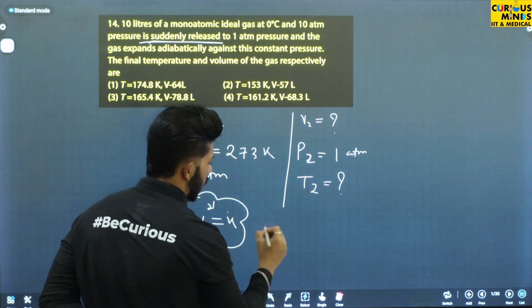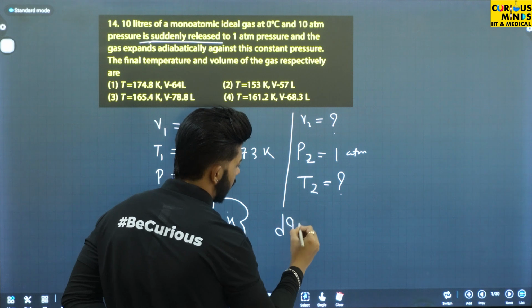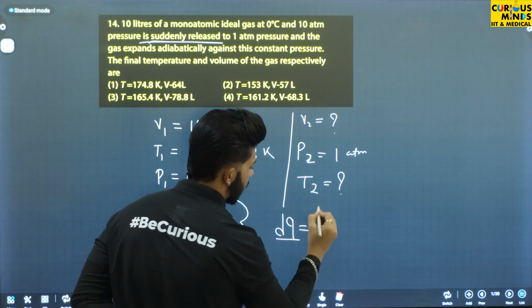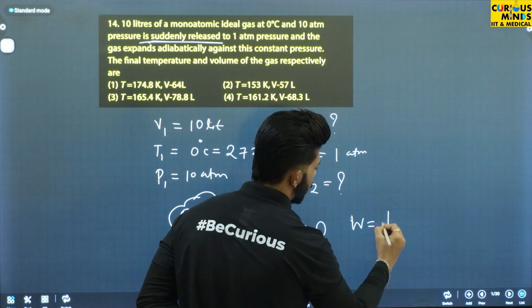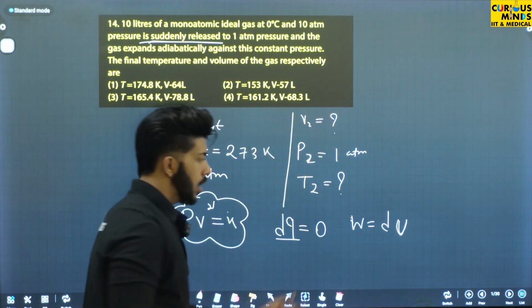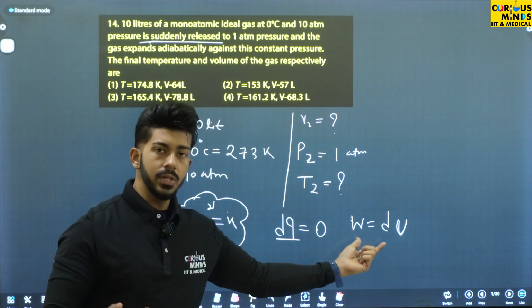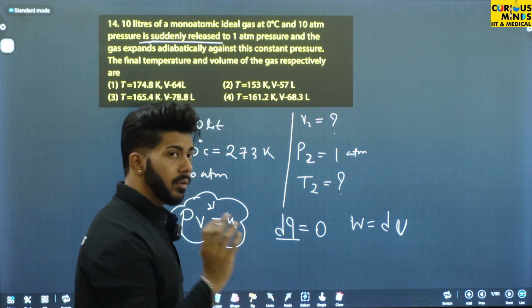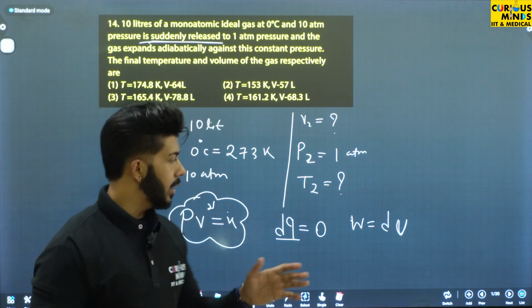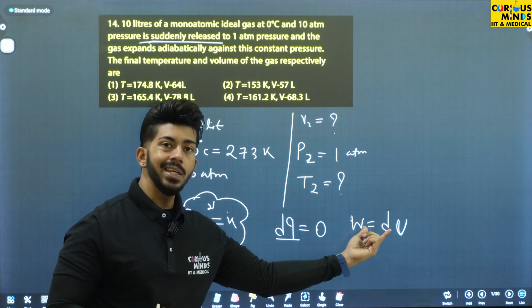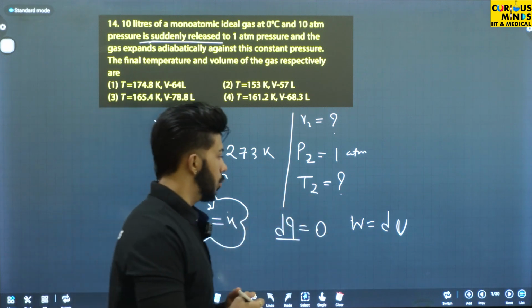So tell me one thing, if this is adiabatic, then what will dq, the heat change, be? It will be 0. So from the first law can I write W equals dU? Because what is the first law? dU equals dq plus W, work done. So here dq equals 0, so dU will be equal to W.